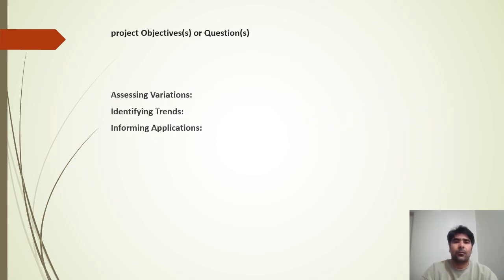Project objective or question: assessing variation, identifying trends, informing application. Assessing variation, the primary objective is to investigate if there are any significant difference in timber density among the top, middle, and bottom group. This analysis will help us understand if certain parts of the timber yield denser wood compared to others.